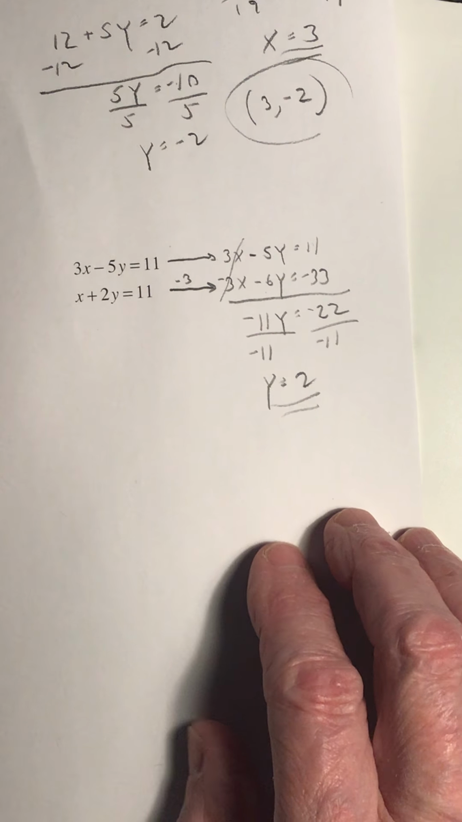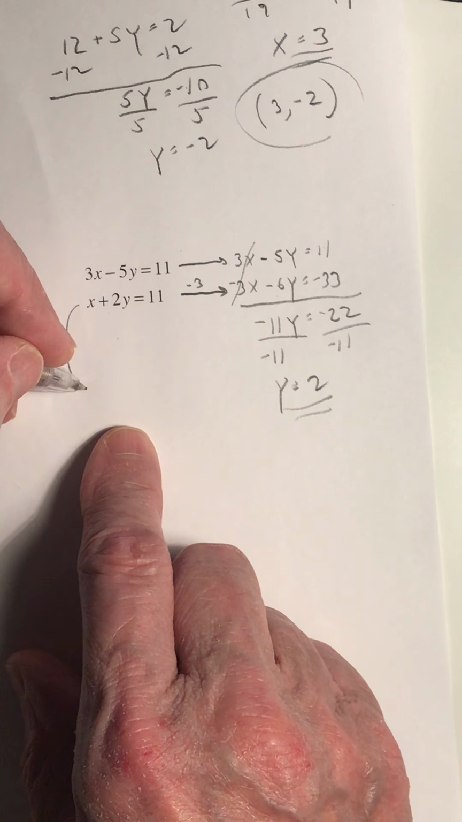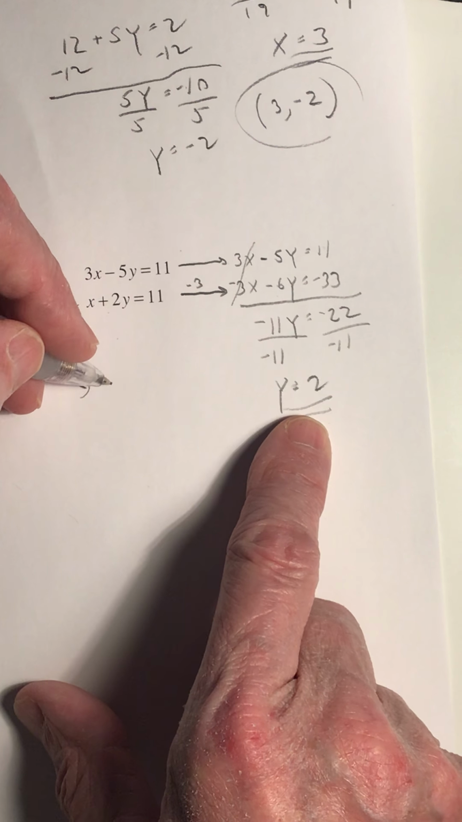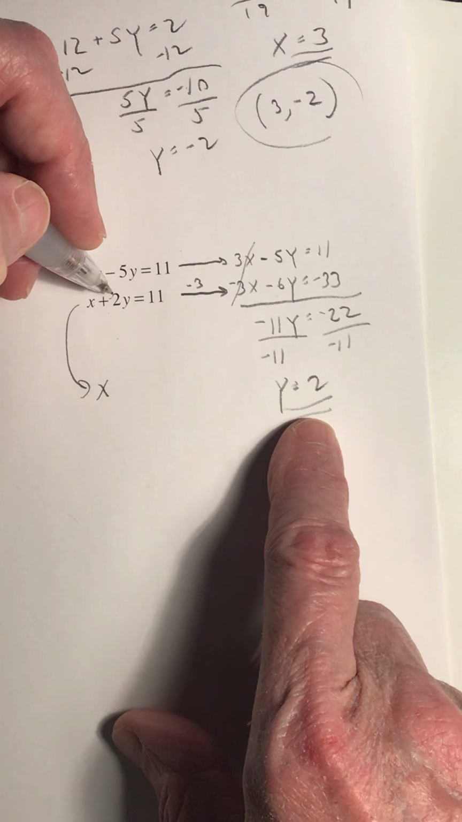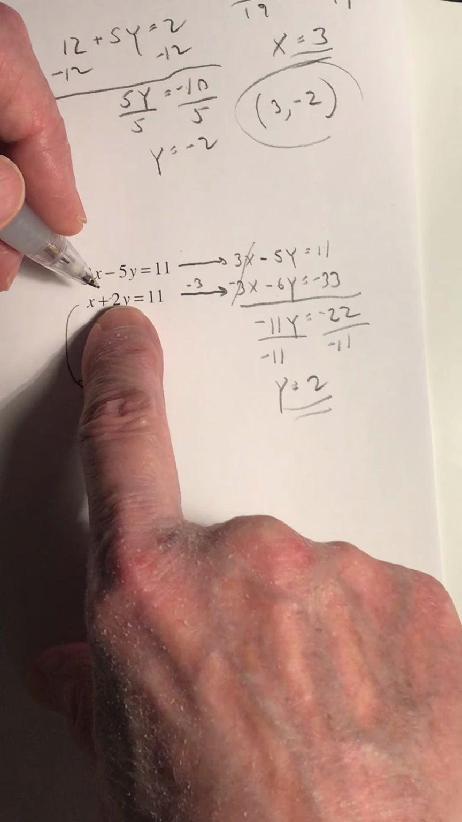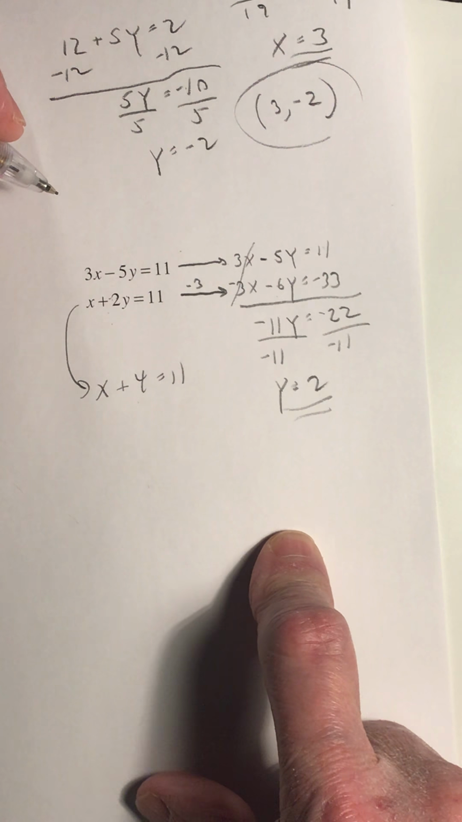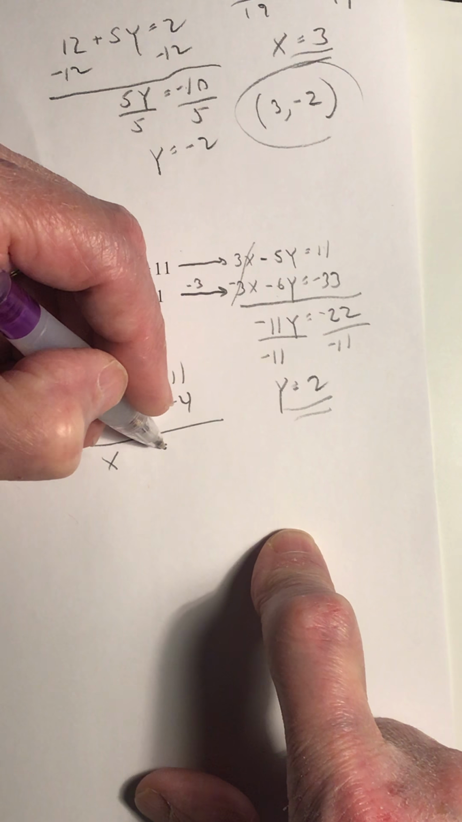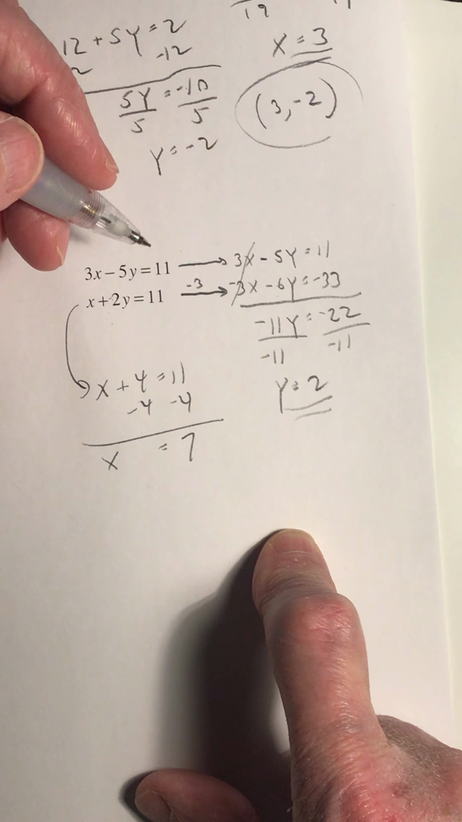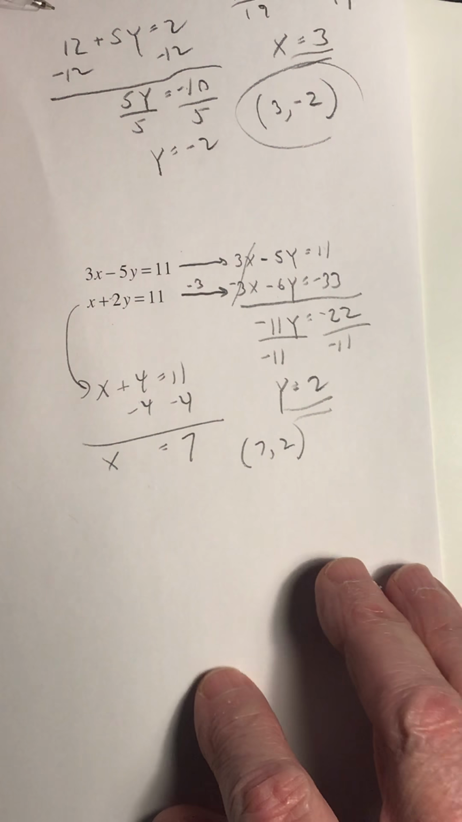And I can take the y value now and use it. I think the bottom equation is the easiest place to use that. So instead of x plus 2y, I'm going to write x plus 2, putting in a 2 for y, 2 times 2. X plus 4 equals 11. Take away 4, and we get x equals 7. So solution is 7, 2.